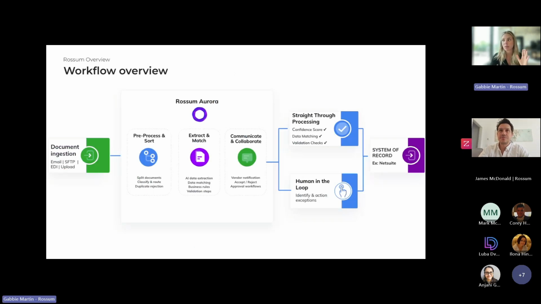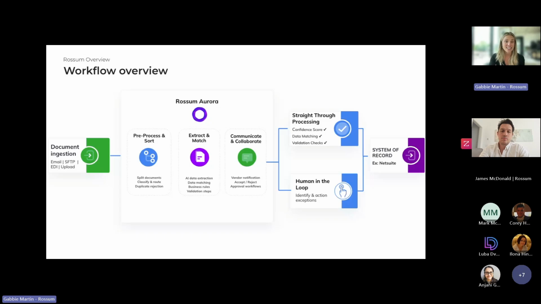So here I'll walk you through a very high-level overview of how Rossum works. So let's say a sales order gets sent via email. Rossum will automatically pull the document from the email inbox into the Rossum platform. Rossum will check for duplicates. It'll get rid of spam documents. It'll divide and separate the documents and even sort them in a particular category that you guys can decide on.